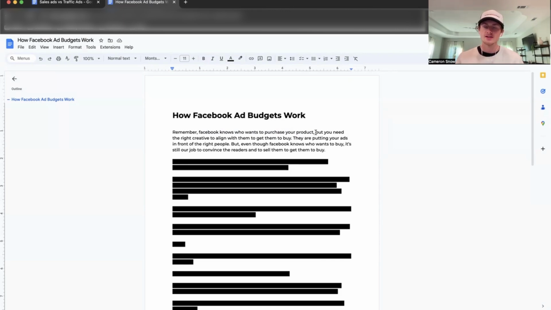Even if you put an ad in front of someone, it doesn't just mean that they're going to buy. You need to actually sell them. You've got to sell them on your book. So they're putting your ads in front of the right people, but even though Facebook knows who wants to buy, it's still our job to convince the readers to get them to buy.